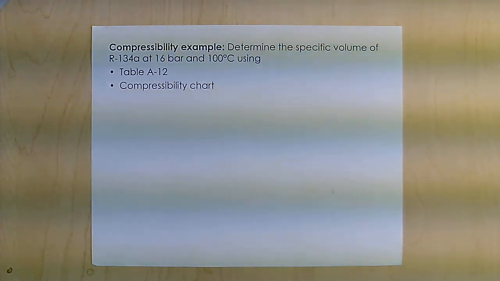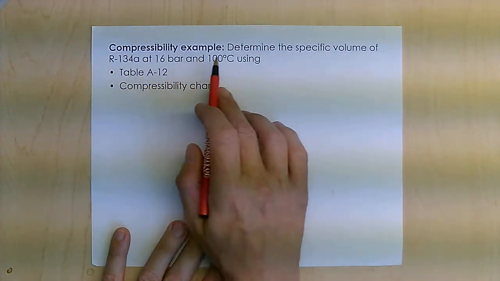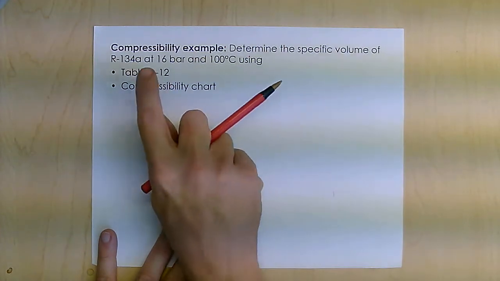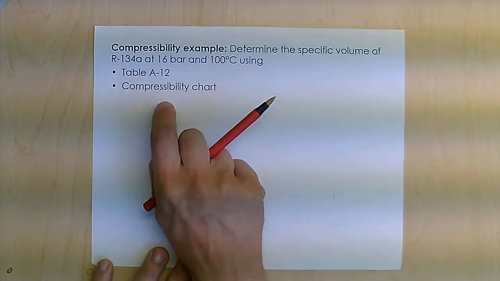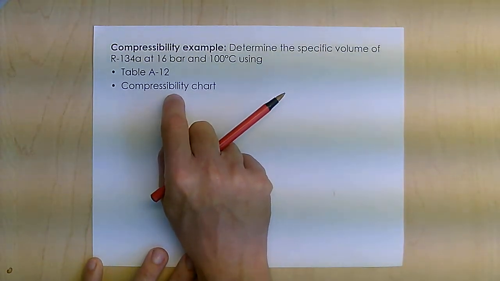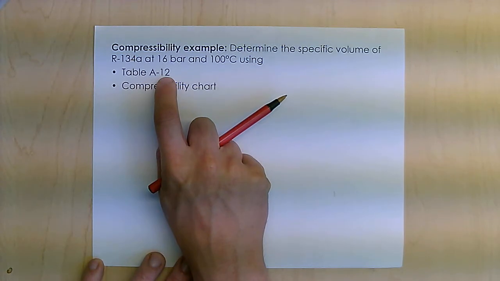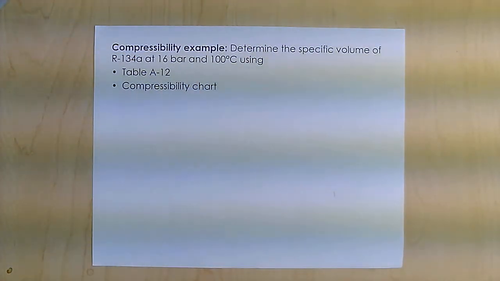Okay, so in this problem, we've got refrigerant 134A, 16 bar, 100 degrees Celsius. I'm going to determine the specific volume two ways. First way is using the table, which is probably the preferred method, and then the second way is using the compressibility chart. So let's start by using the table, easiest and most exact.